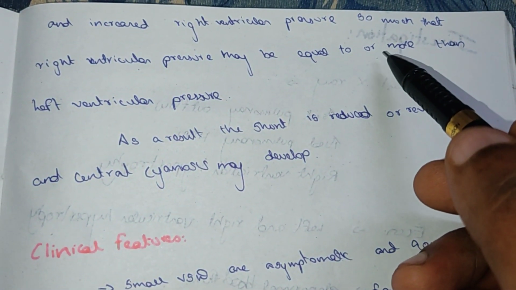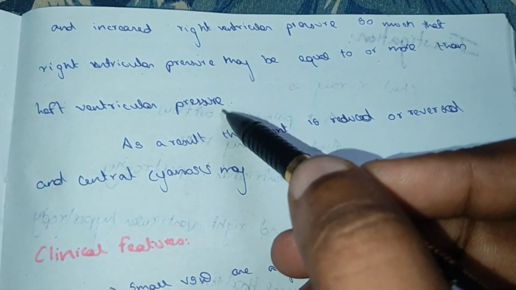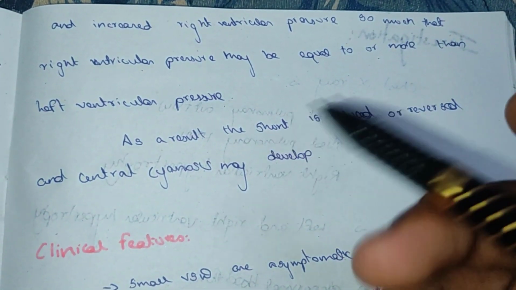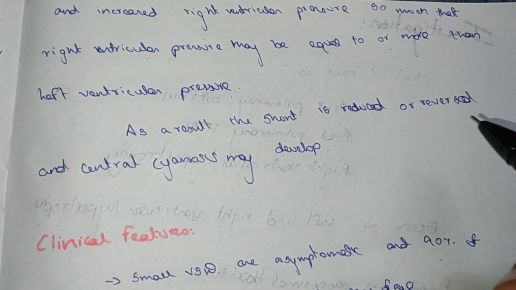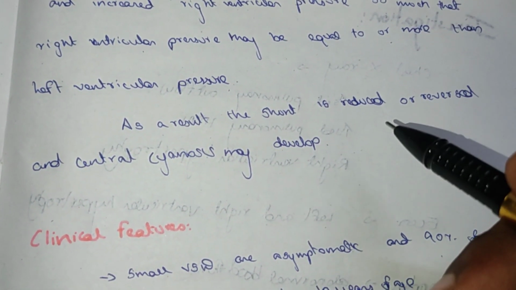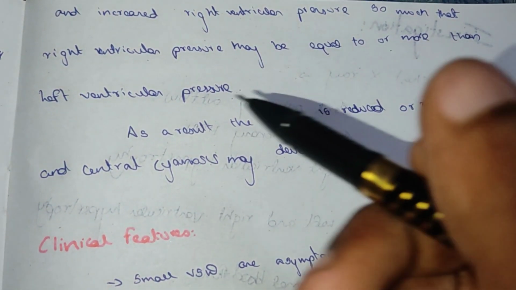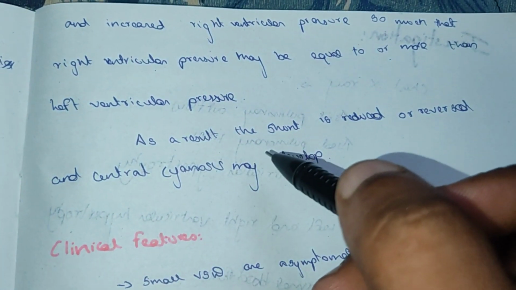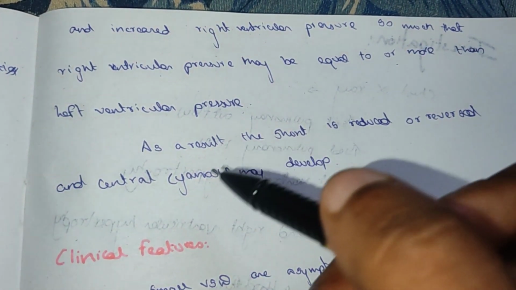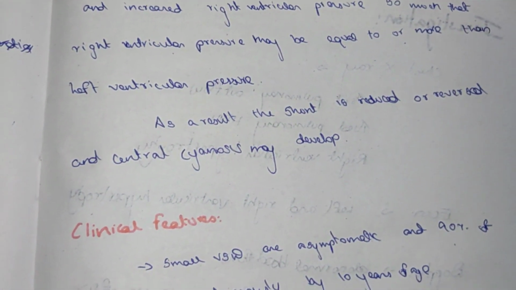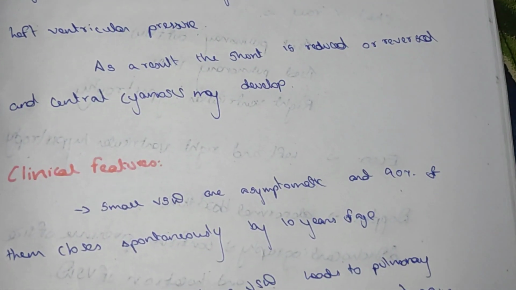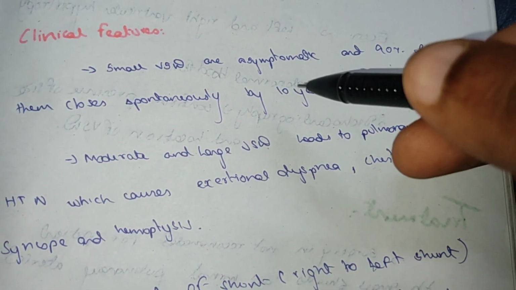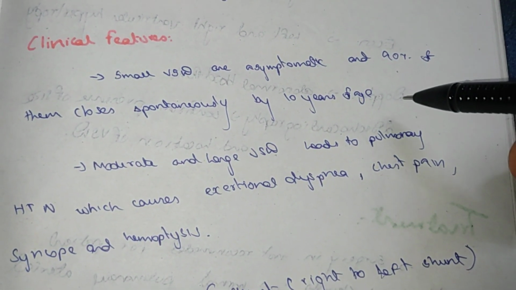The right ventricular pressure may become equal to or more than the left ventricular pressure. At first the left side pressure is higher, so blood flows from left to right. Now the right side pressure is so high that the blood is reversed and the shunt reverses. As a result the shunt is reduced and reversed, and this causes central cyanosis to develop in this ventricular septal defect.